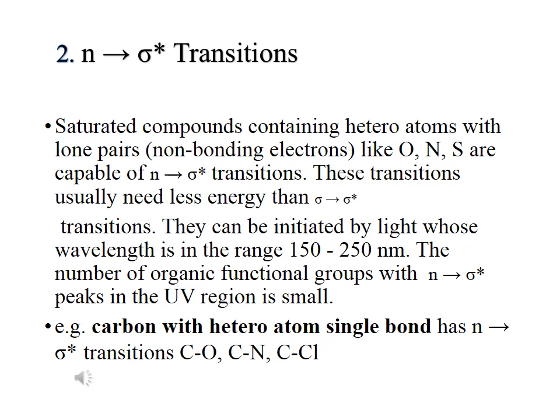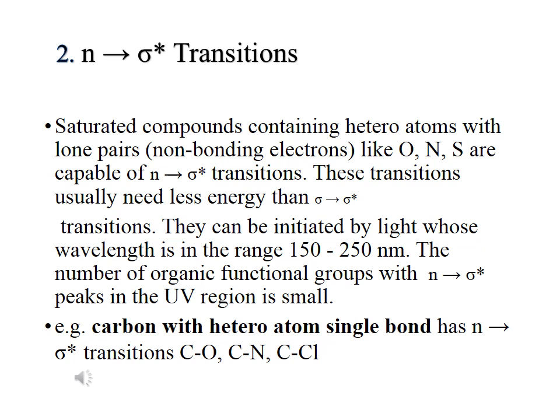Second type of transition which is possible is n to sigma star transition. N to sigma star transition means what are the conditions first which are required. N means there should be a presence of lone pair, and sigma means saturated. So hence the saturated compounds containing heteroatoms with lone pair like oxygen, nitrogen, sulfur. These compounds are responsible for n to sigma star transition.